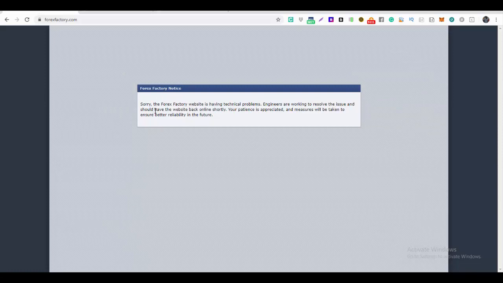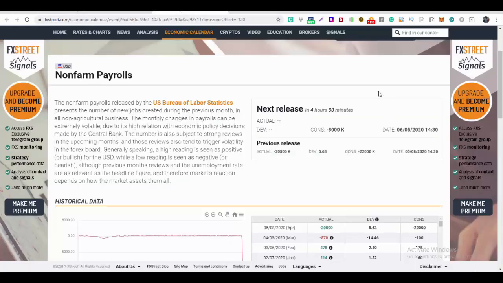Forest Factory notice. Sorry, the Forest Factory website is having technical problems. I thought as much, because this would have been the best way to analyze it. But I'm still going to use it and record it and put it in the group, because Forest Factory is very, very detailed. You will see the pictures more clearly than what we are seeing here. But what we really want to know is what is going to happen if the actual figure comes out today.